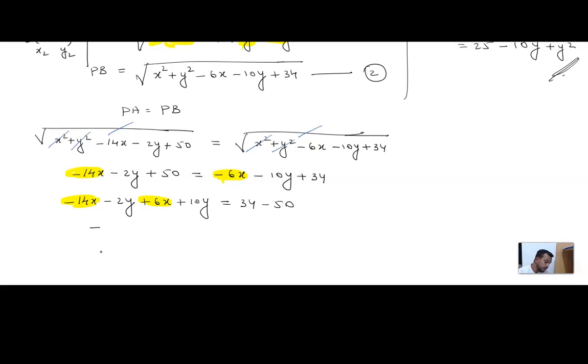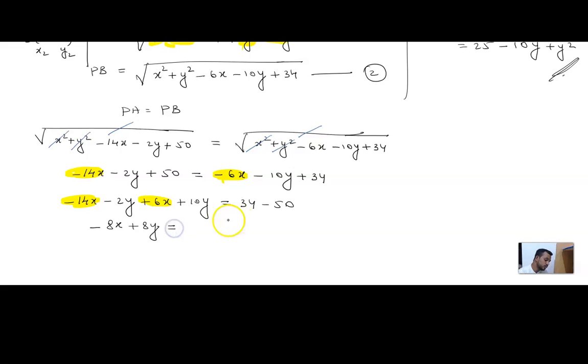Can you tell me? How much is 14 minus 6? Here 4, there 2. That is nothing but 8x. That is minus 8x. Now minus 2y plus 10y means 10 minus 2. In 10 can we subtract 2? Yes. So 10 minus 2 is plus 8y.